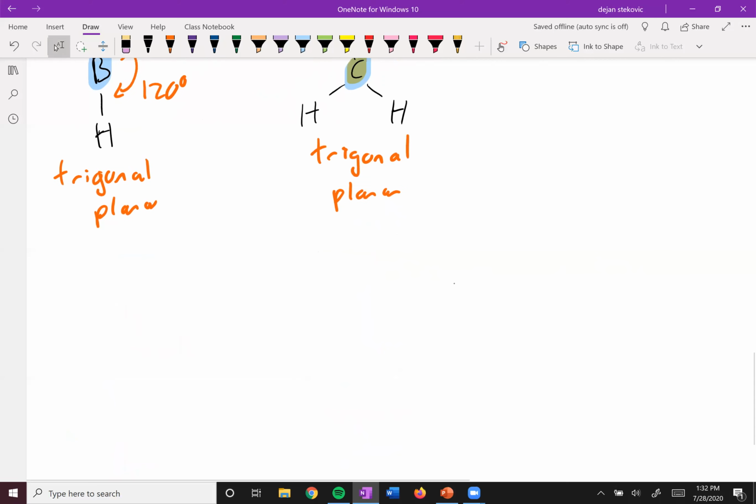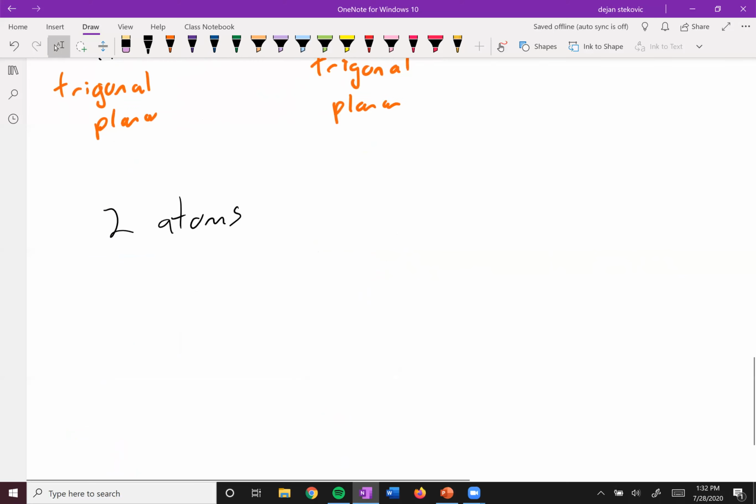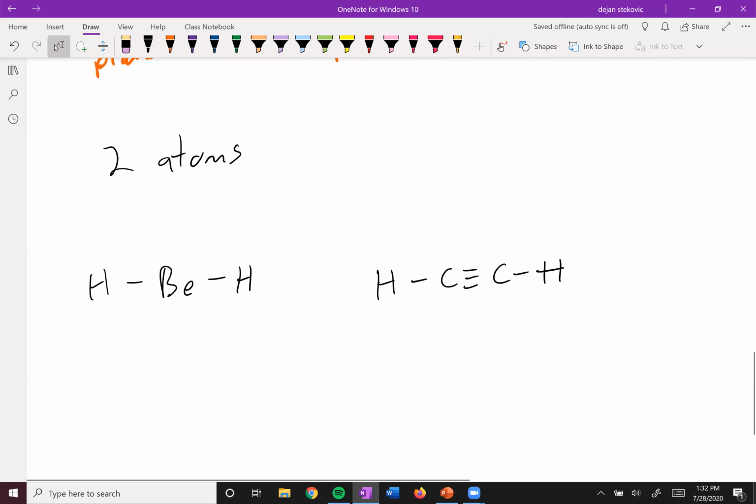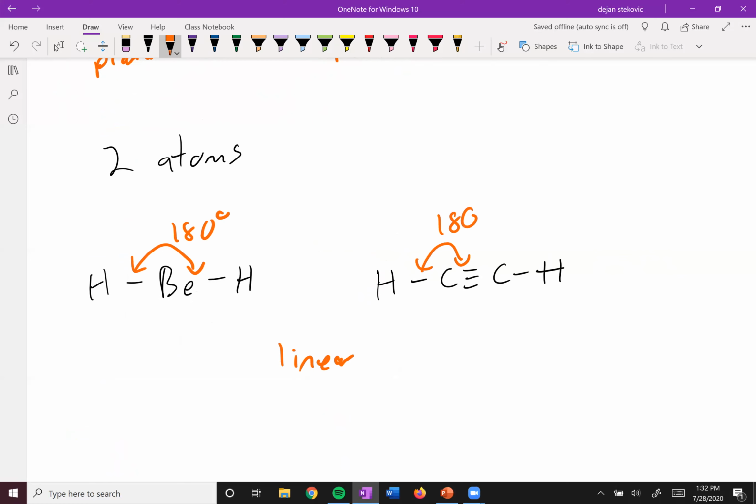And then finally, we have a situation in which we have 2 atoms, something like BeH2 or acetylene. Right. Both of these shapes are linear, and thus these bond angles are 180 degrees. And all of these central atoms, this beryllium and these 2 carbons, are all sp hybridized.